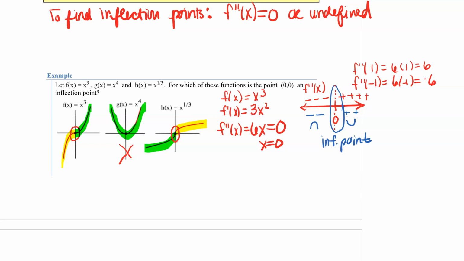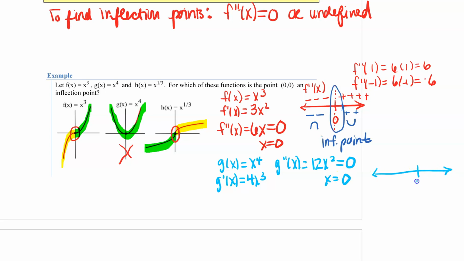Let's do it again with the second one where we didn't have one. So g of x is equal to x to the fourth. So that means g prime of x was equal to 4x cubed. And g double prime of x will be equal to 12x squared. So I'm going to do the same thing. I'm going to set it equal to 0 and solve, which again gives me 0.